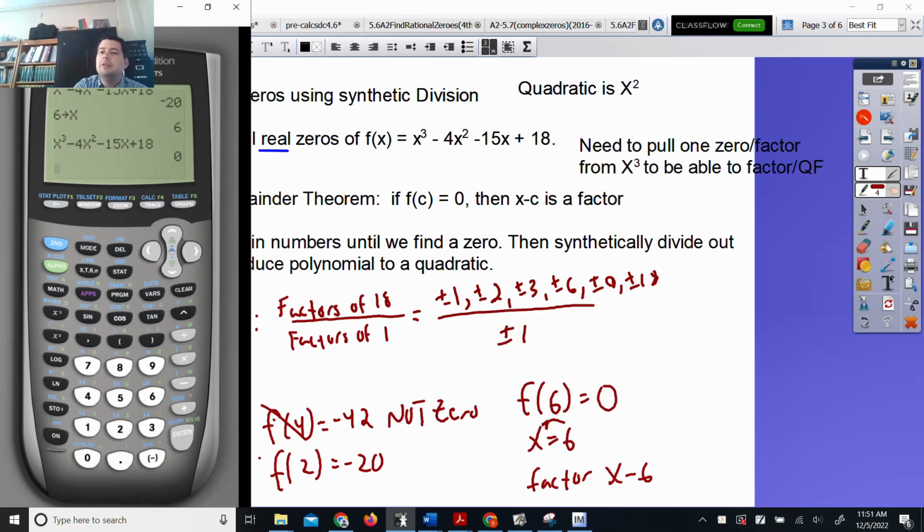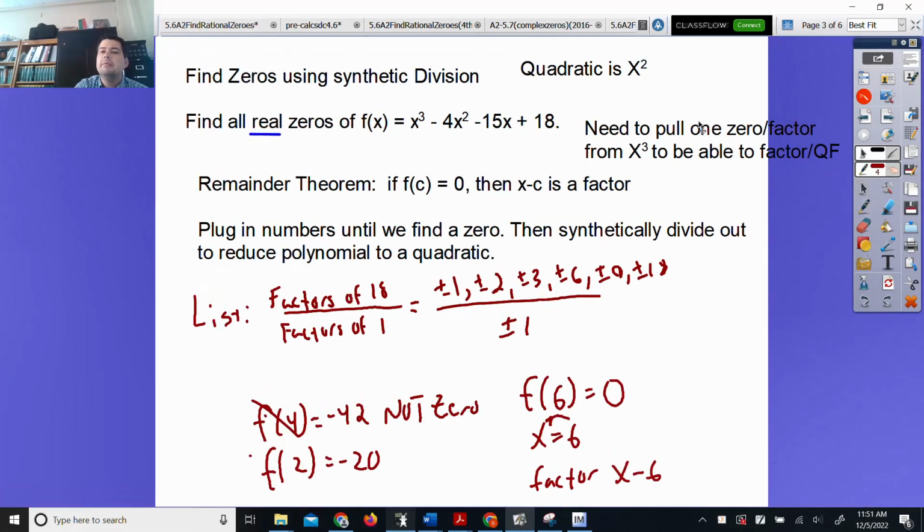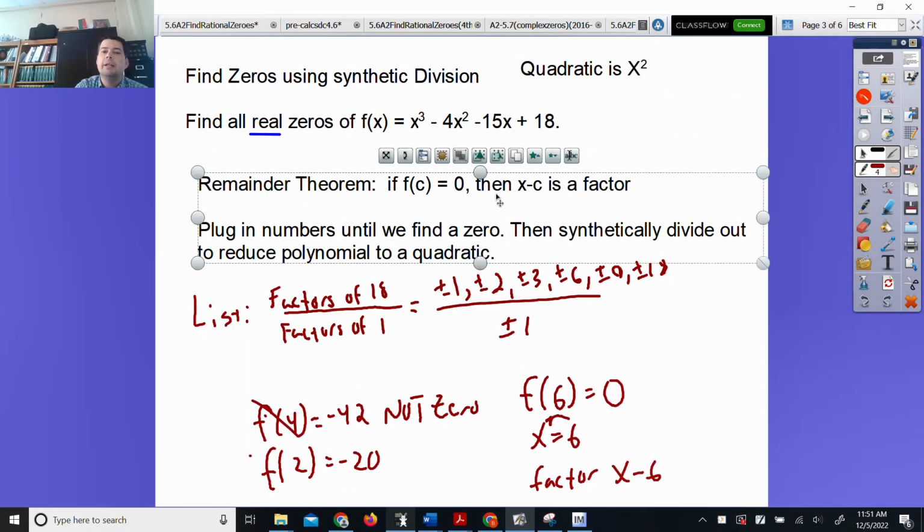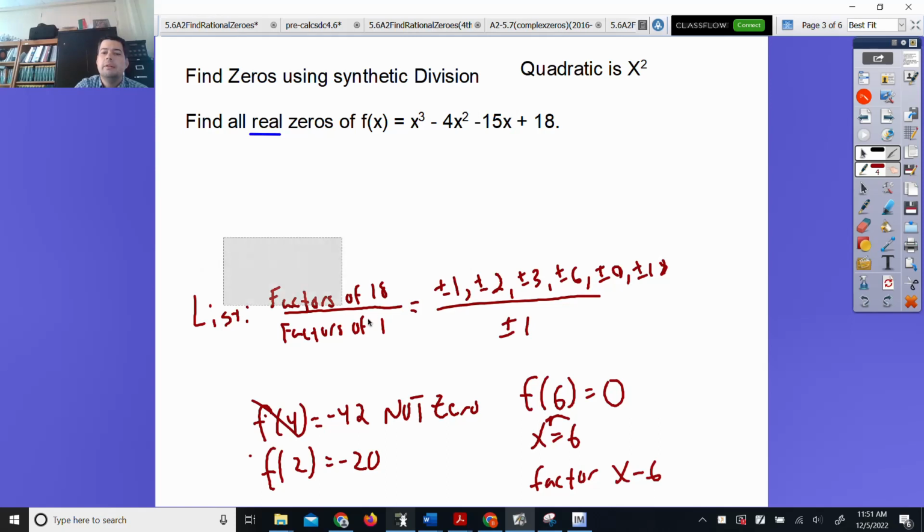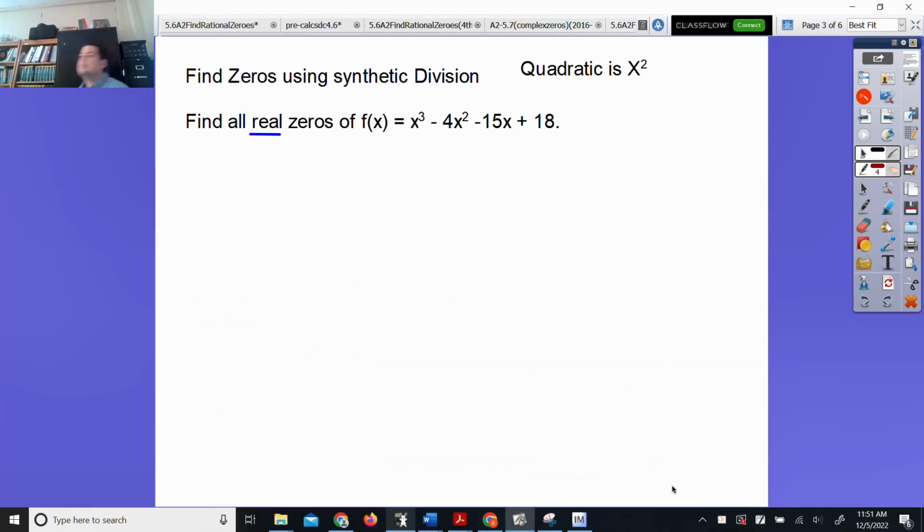So let me clear off a whole bunch of room here so I got some room to do stuff, because y'all have more room than I do. So we found that X is 6. The factor was X minus 6.